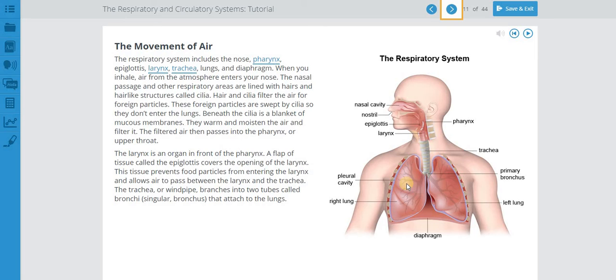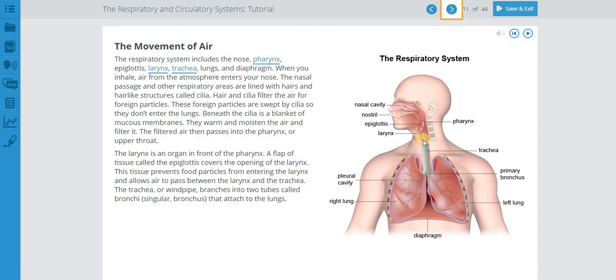And then you have areas of the lungs called the pleural cavity, the primary bronchus, and the diaphragm I told you about, that muscle down here. You have the left and right lung. Behind you is the pharynx and the larynx and the epiglottis. These are all ways that we can control what goes into and out of our trachea.